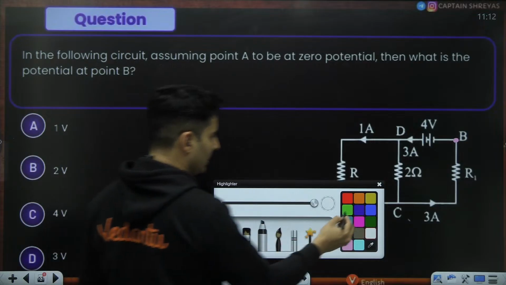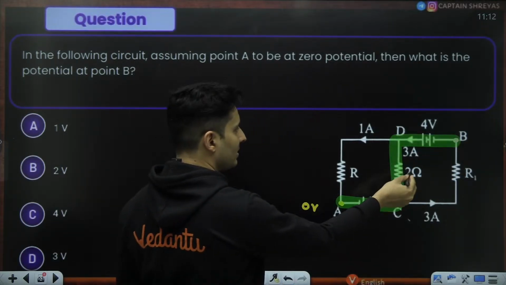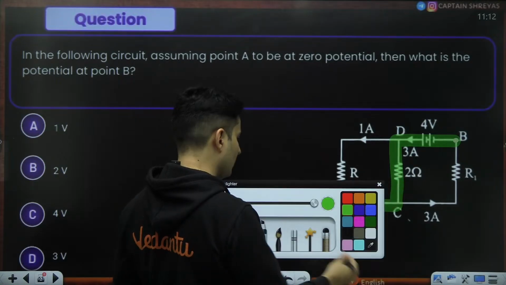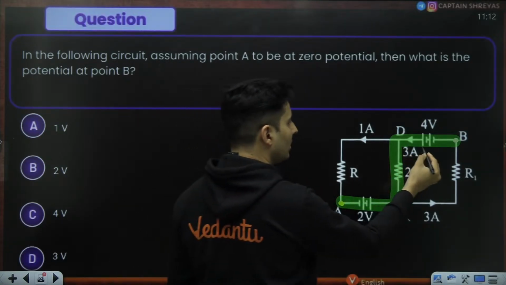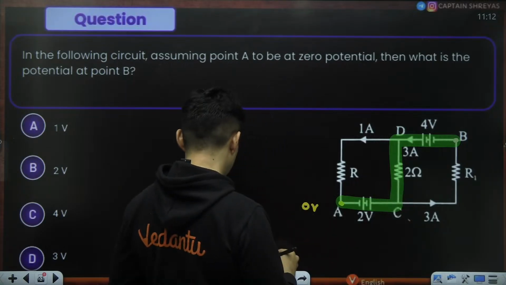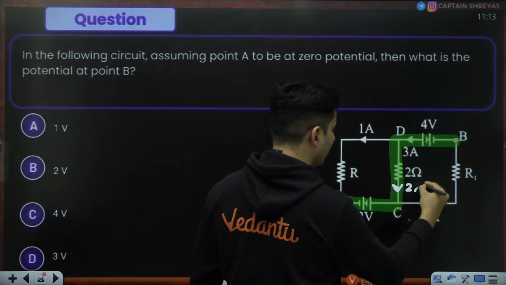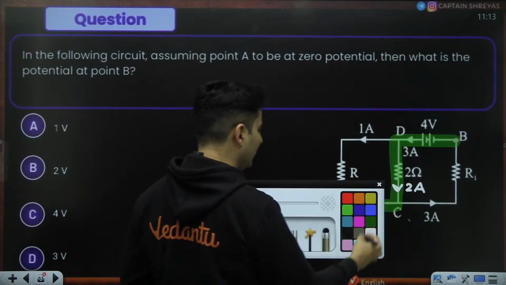So how about this path? This particular path, but you will be asking, sir, this current is not given. So we can find that out by Kirchhoff's current law. 3 amperes coming in, 1 ampere coming out. So obviously the remaining 2 amperes should go down over here. So obviously the current over here will be 2 amperes. Everything is known. Now we can do it.